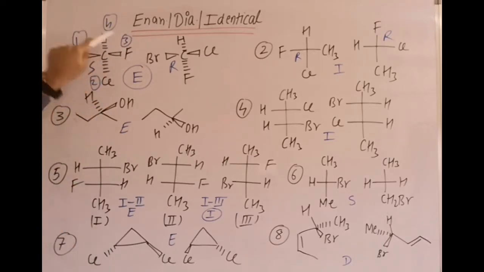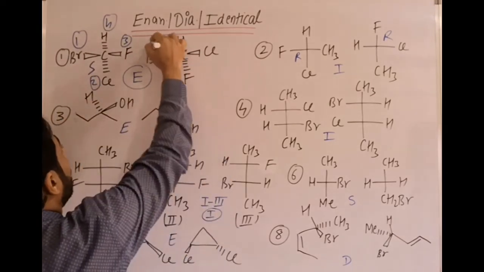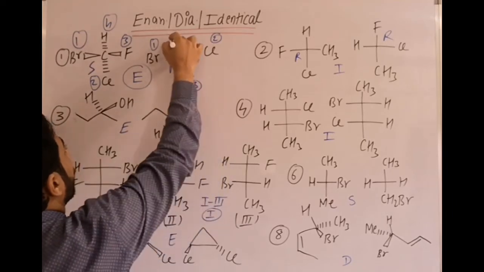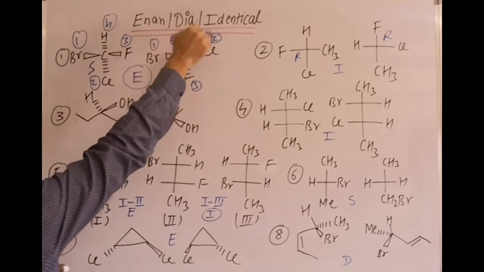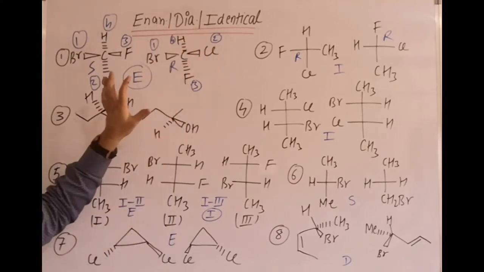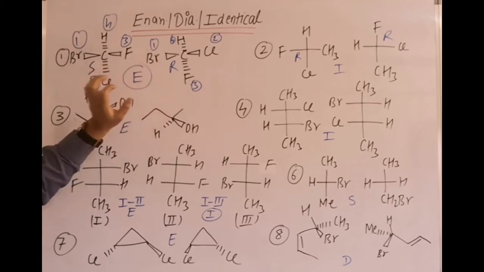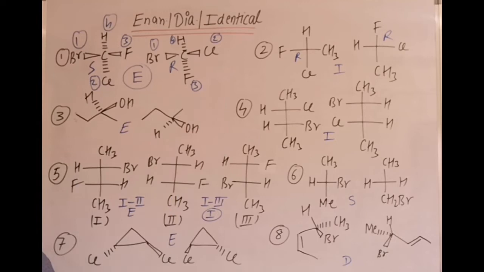1, 2, 3, it is going opposite direction. Next one, it is 1, 2, 3 and 4. Lowest priority group already on the vertical, so it is 1, 2, 3, R. Same molecular formula, same structural. Only difference is one is S, other is R. They are enantiomers with respect to each other, right?